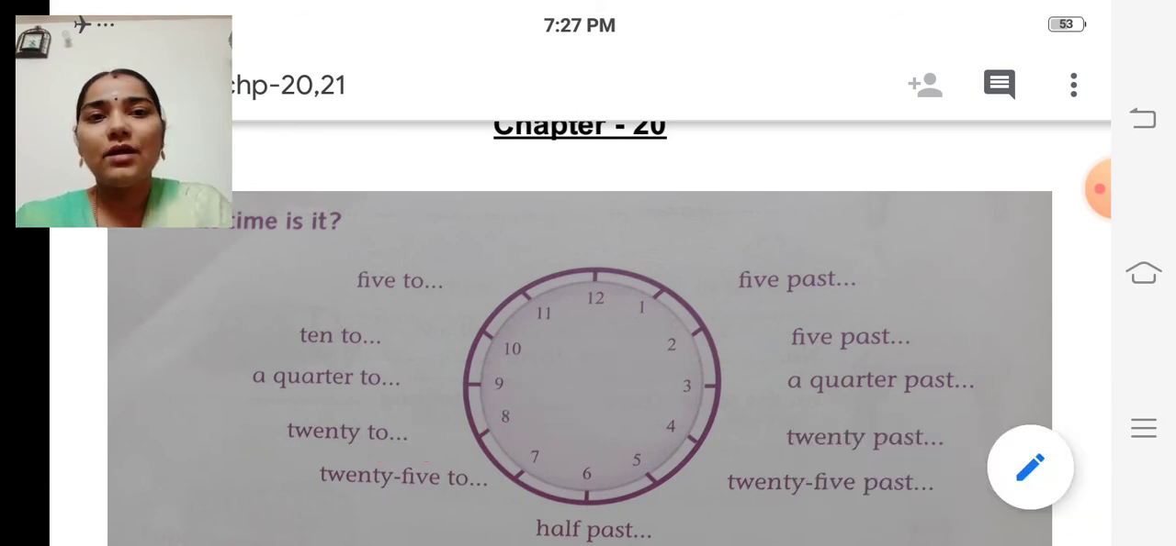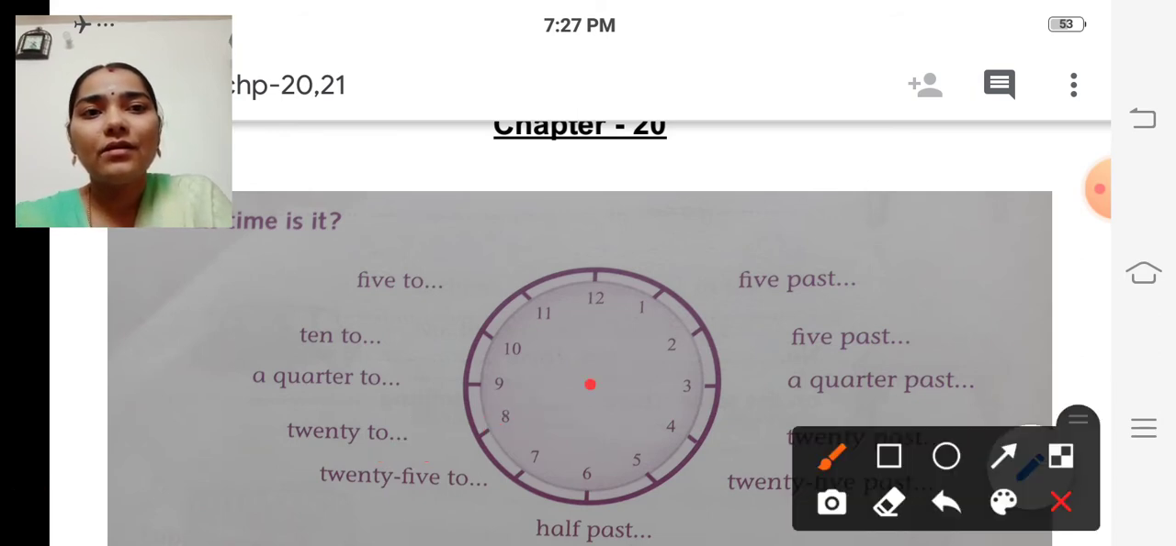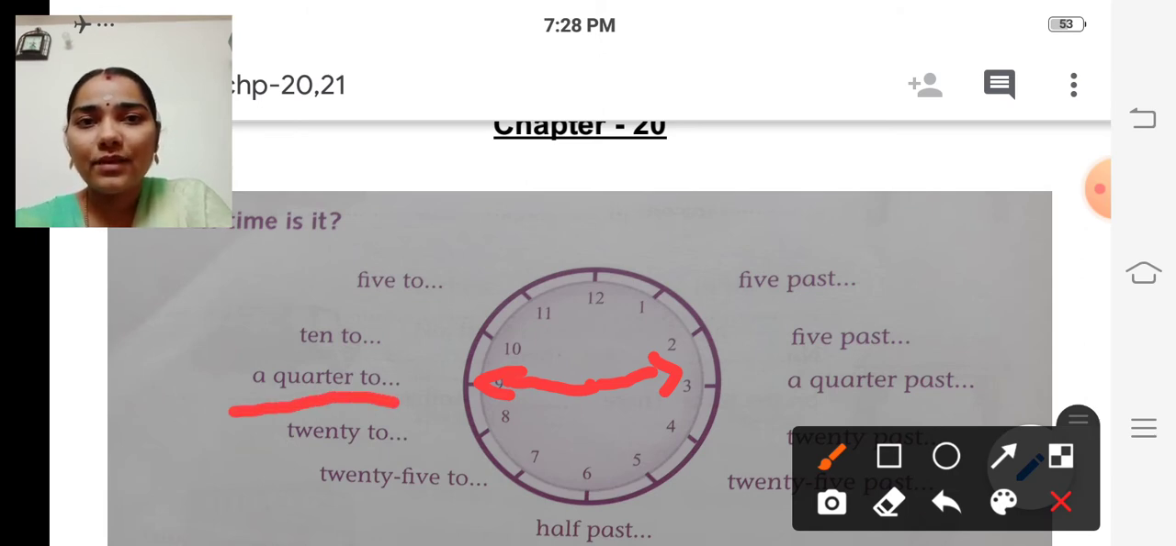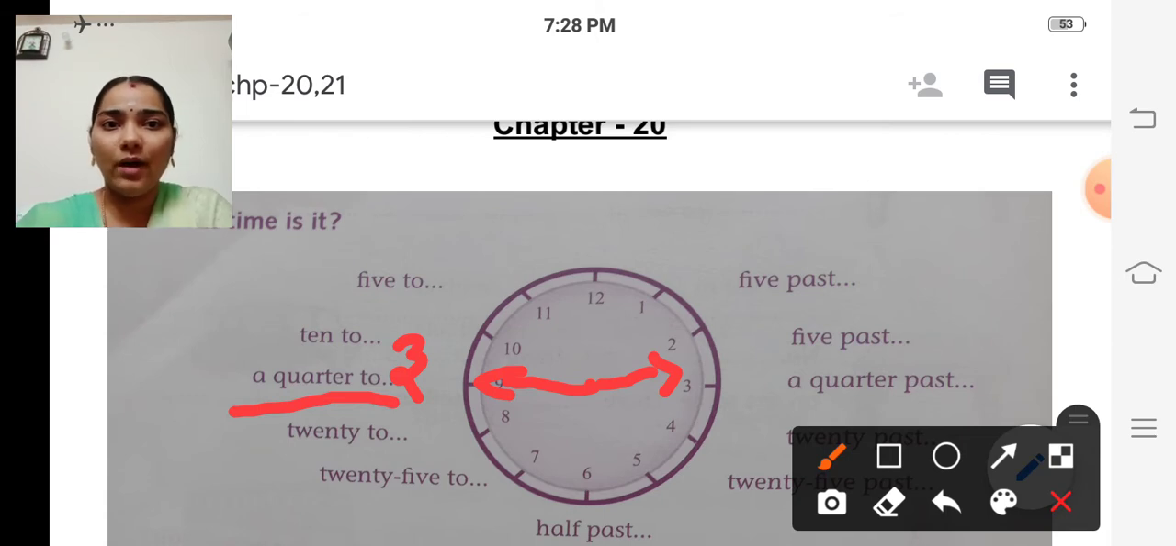The next one. The hour hand is between 2 and 3 and the minute hand is at 9. Then we will say a quarter to the next hour, which will be 3, isn't it? After 2 comes 3. So a quarter to 3.